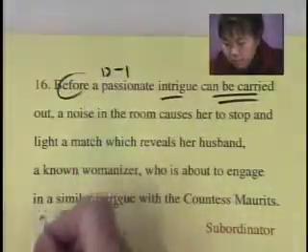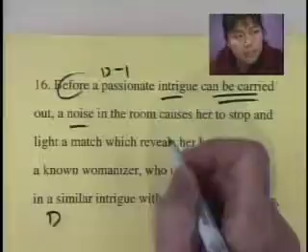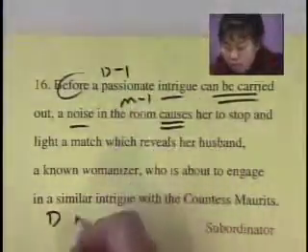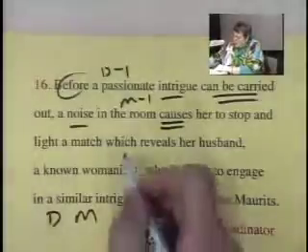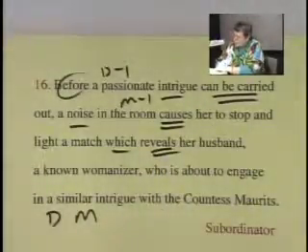Where's your next subject? Noise. And the verb? Causes. And the kind of clause? Main clause. That's your main clause. Give me another subject. Which. And the verb? Reveals. And the kind of clause? Dependent. Where's your subordinate? Which. Good.